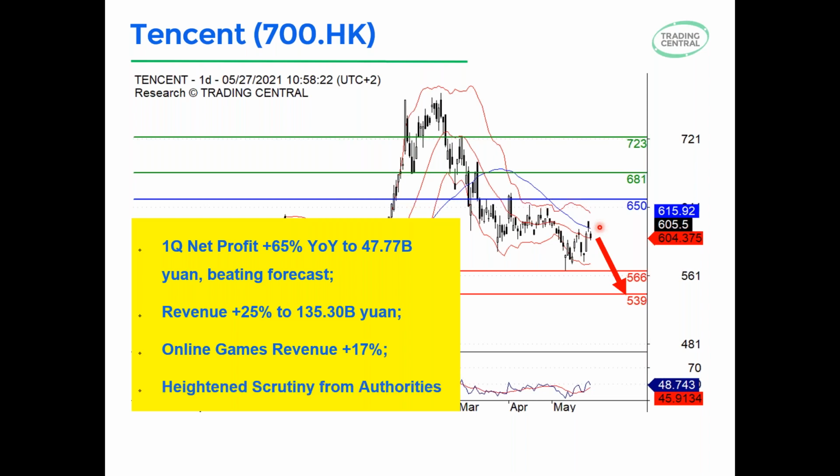But you know what? This kind of big tech stocks, they remain under some cloud, some uncertainty, I can say, because they are always, just like Alibaba, the monopoly practice target of the authorities, because they are very big. Okay, so until we bounce up to 650 Hong Kong dollar, I'm still bearish on this one. Okay, downside target is at 566 and 539.